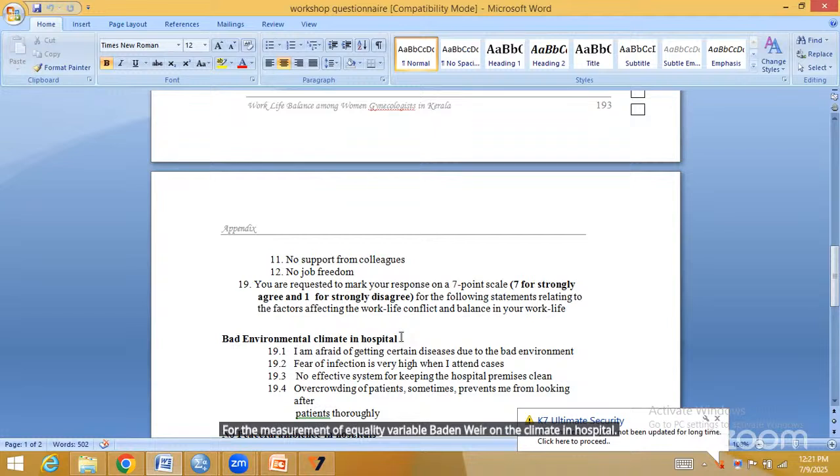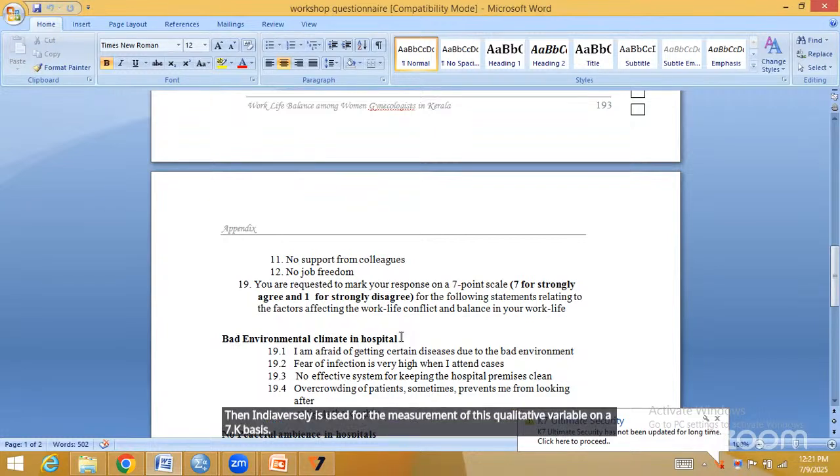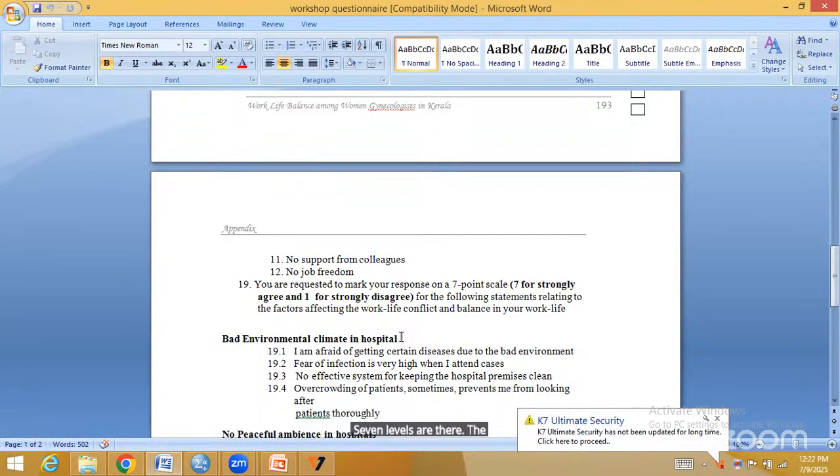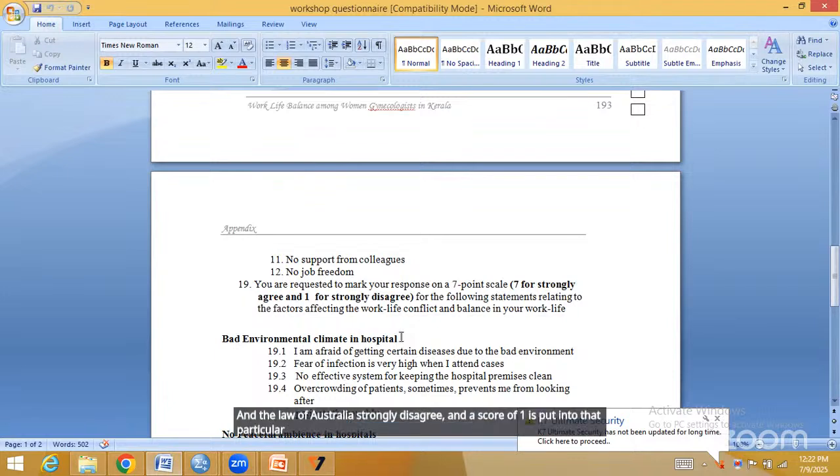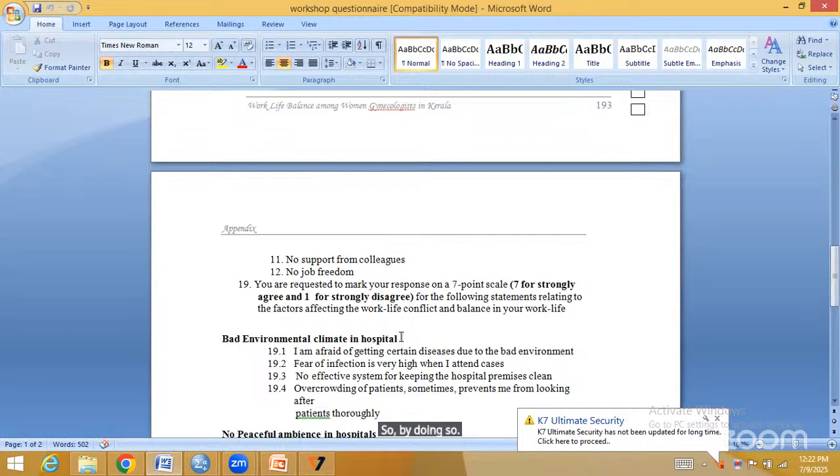Then interval scale is used for the measurement of this qualitative variable on a 7-point scale basis. 7 levels are there. The upper extreme level is strongly agree, and a score of 7 is put into that level. And the lowest level is strongly disagree, and a score of 1 is put into that particular level. So by doing so, definitely we can numerically express a qualitative variable, and for that purpose, there is only one scale for measurement, that is interval scale. And 4 statements are used for the measurement of this qualitative variable.